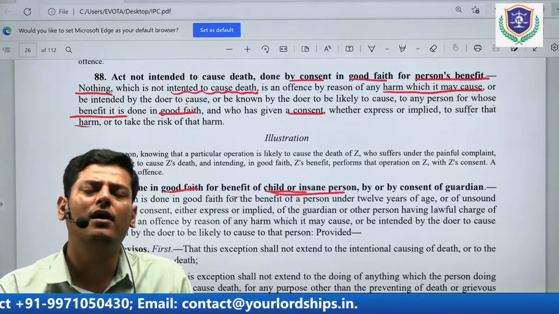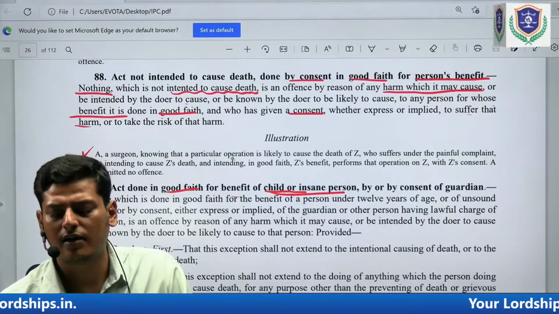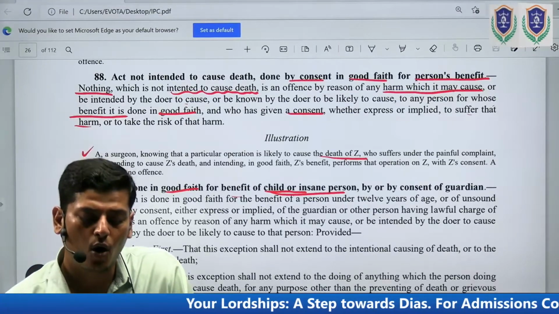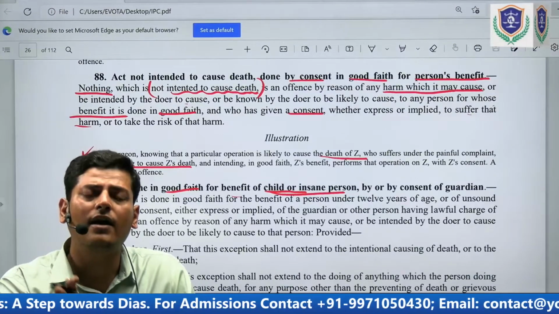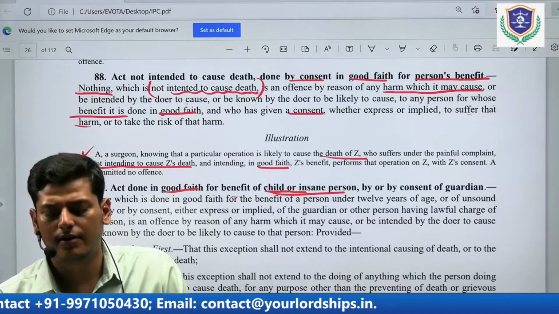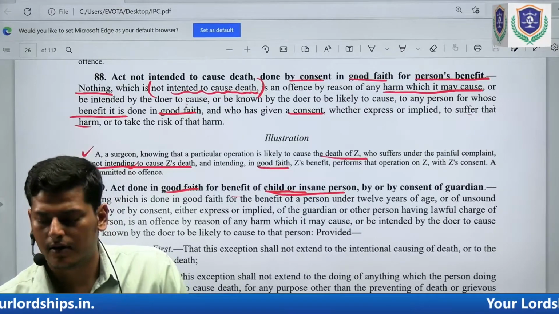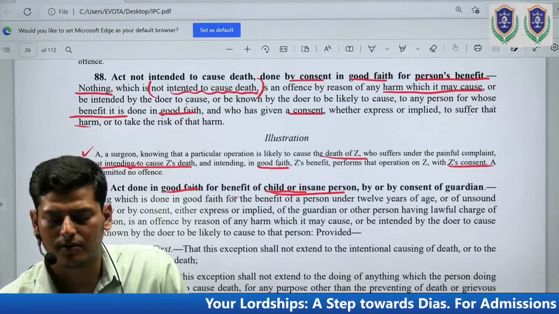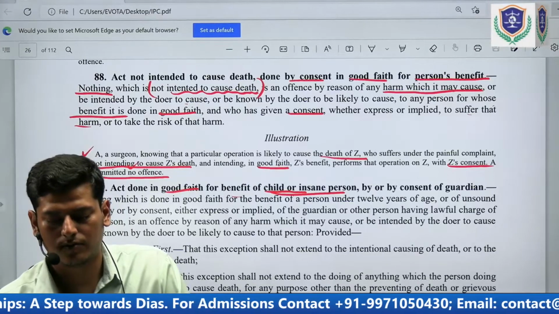So where does the common example of section 88 come? When you go to a surgeon or a doctor. Here you will find that example. A surgeon, knowing that a particular operation is likely to cause the death of Z, who suffers under a painful complaint, but not intending to cause Z's death, and intending in good faith, with the consent, the benefit of that person, has committed no offense if he has done such operation. There is good faith, no intention of causing death, consent, and it is for benefit.